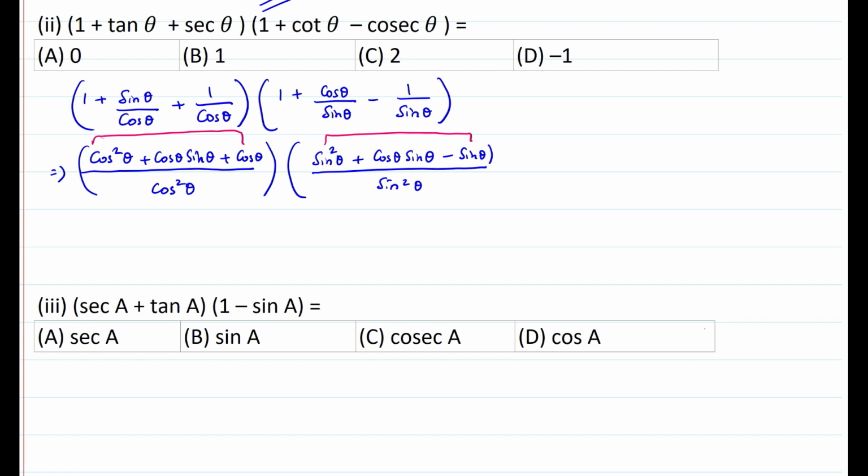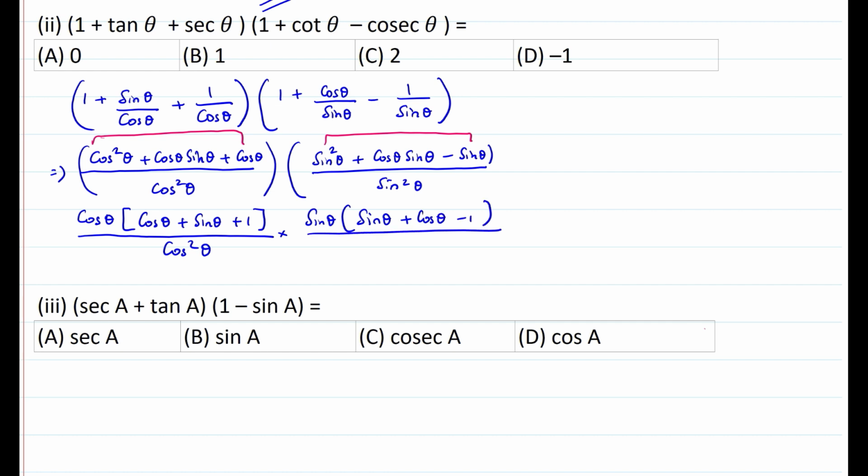If you see, in this cos is common and in this sin is common, so we take sin and cos outside. So the first part, cos theta, if you take it outside, the balance will remain cos theta plus sin theta plus 1, divided by cos square theta. This one, sin theta you take common, then the balance will be sin theta plus cos theta minus 1, whole thing divided by sin square theta. Here one of the cos theta will go, and here one of the sin theta will go. So what is remaining here is cos theta plus sin theta plus 1 and sin theta plus cos theta minus 1.